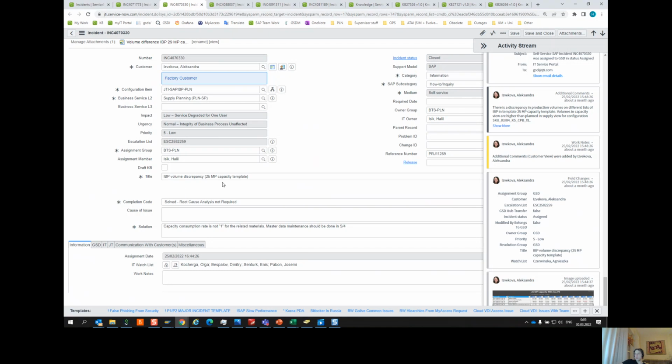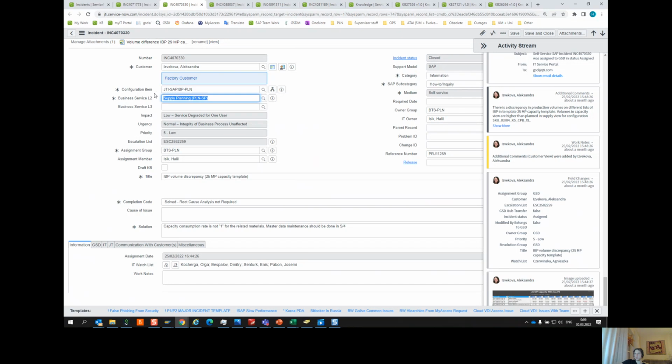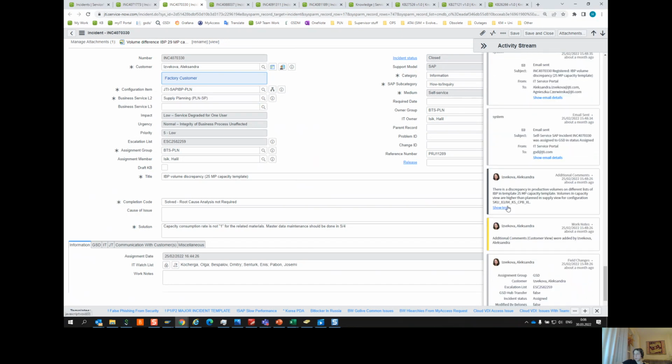Then another one, IBP volume discrepancy. There is some issue probably with IBP volume discrepancy in template 25, and template 25 belongs to the supply family. So that's how we can tell that the issue is related to supply planning, right? There is a discrepancy in production volumes on different lists of IBP in template 25. Volumes in capacity views are higher than planned in supply view for configuration.